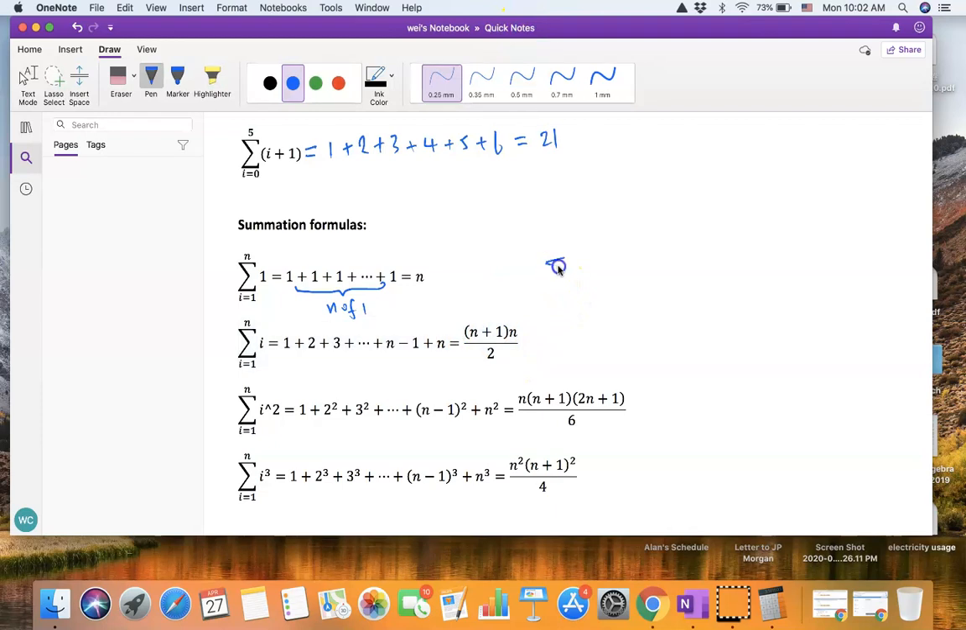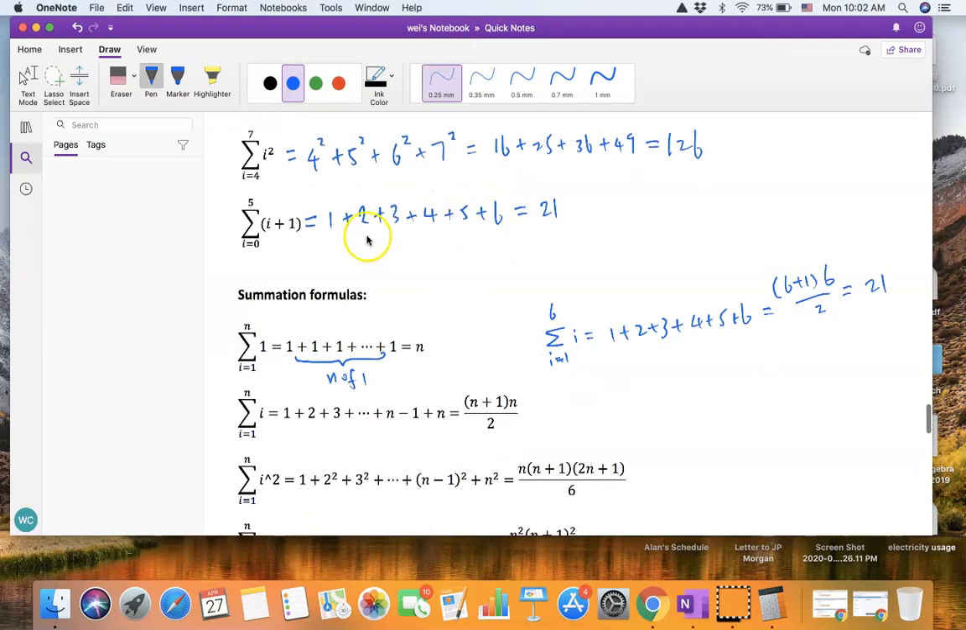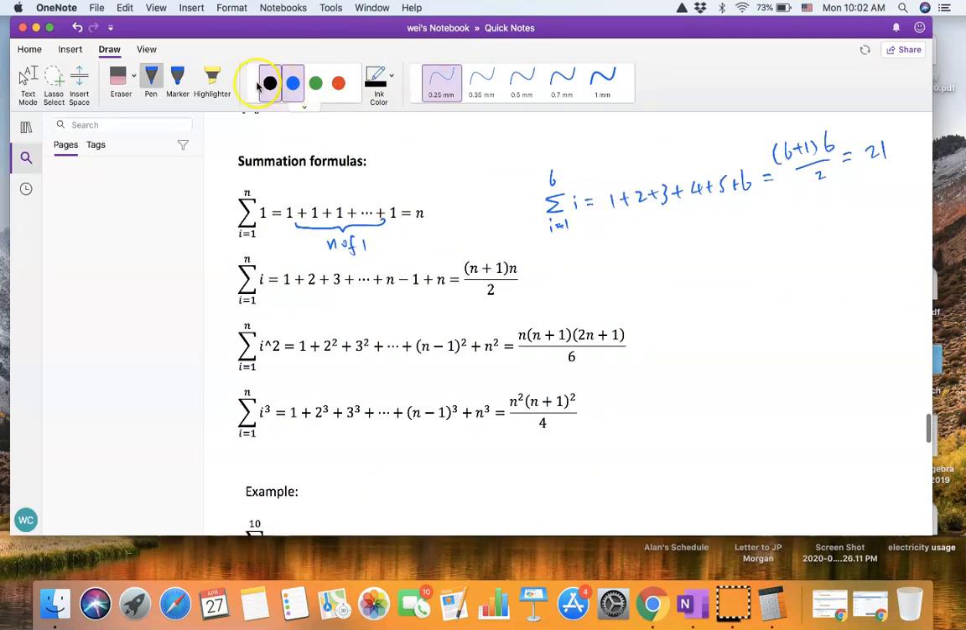So, for example, when I have this sigma notation i from 1 to 6, using this formula we can see the result is (6 plus 1) times 6 over 2. 6 over 2 is 3. 3 times 7, since 6 plus 1 is 7. 7 times 3 is 21. So here the answer is 21.